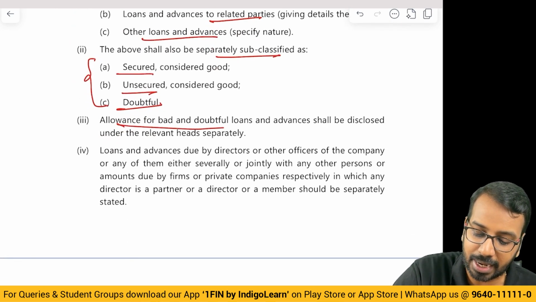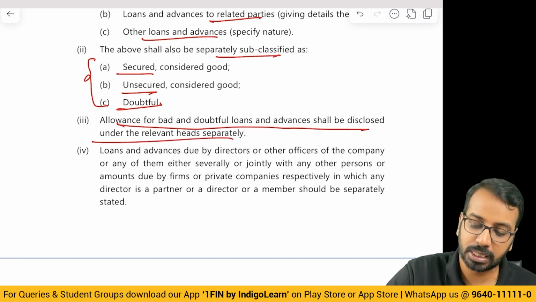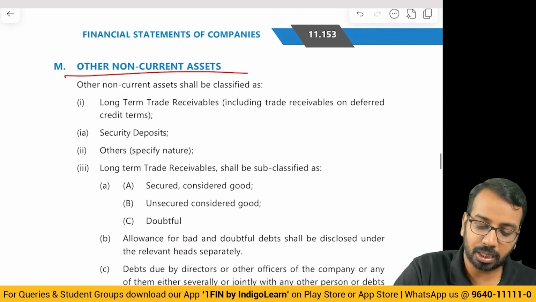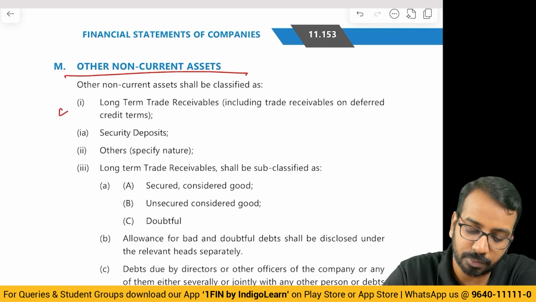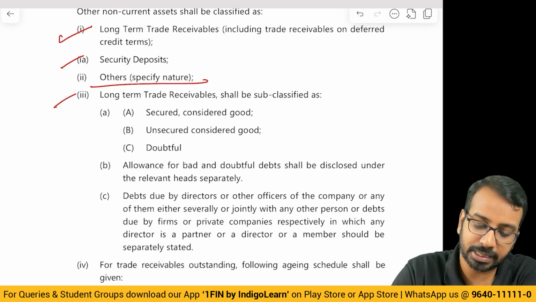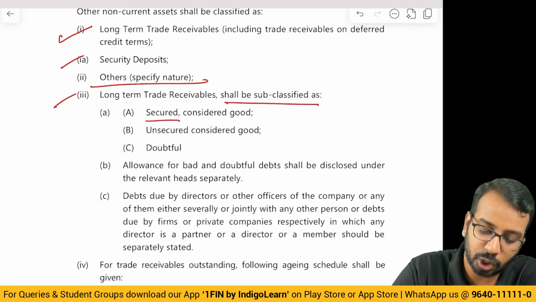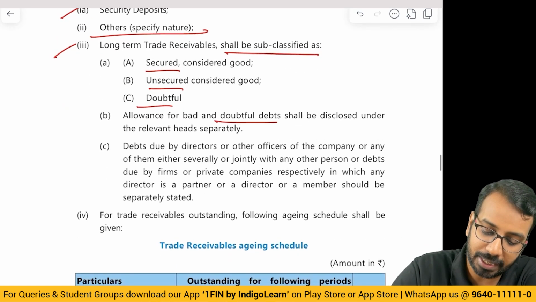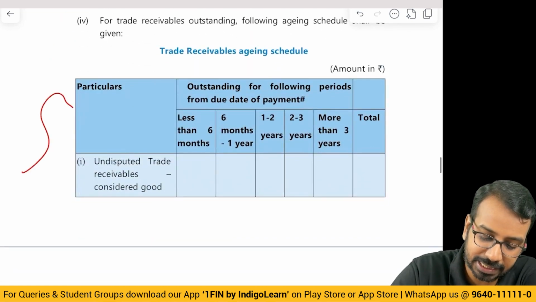And if there are any bad and doubtful loans and advances, you will disclose separately. Then other non-current assets, if there are any long-term trade receivables, security deposits, any other, other long-term current assets, and you'll classify them as secured, unsecured, doubtful. Bad debt has to be provided separately. Aging has to be given.